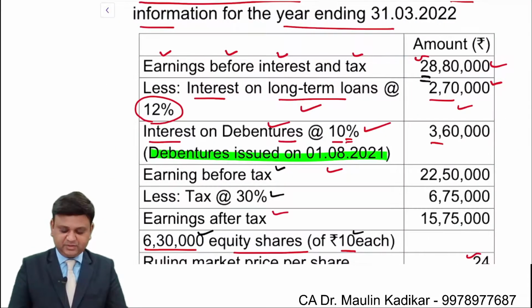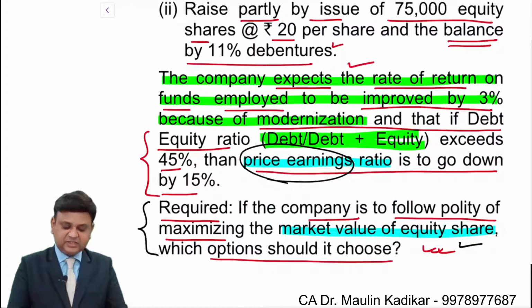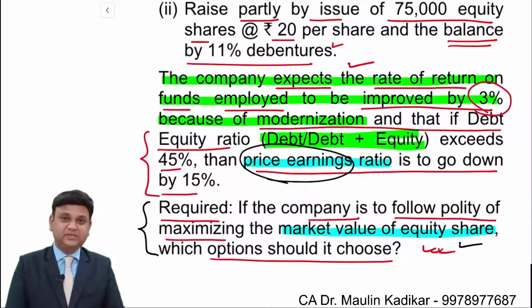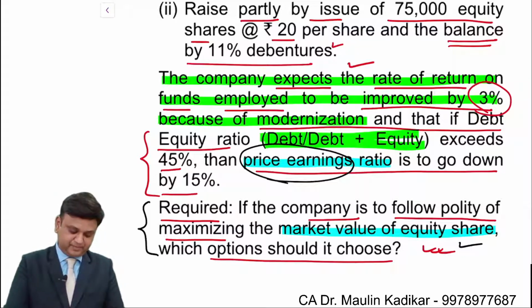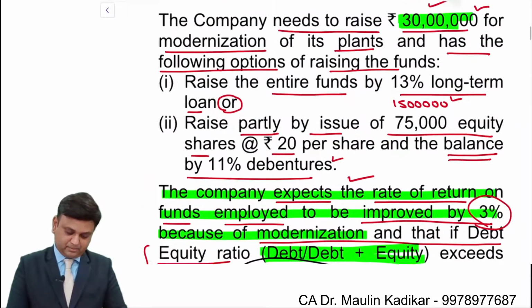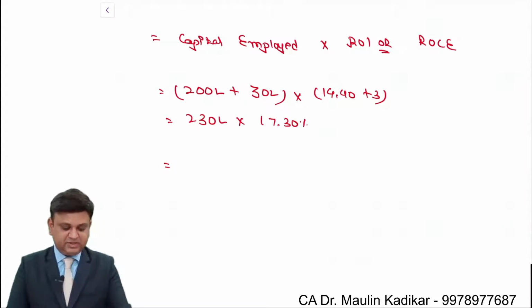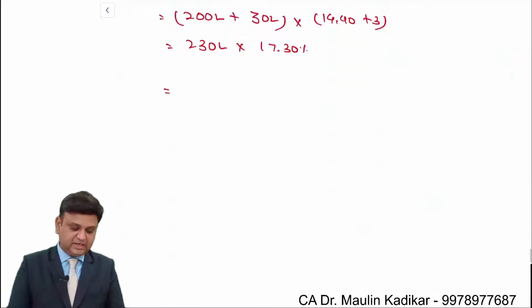Why? Because the language of the question speaks like this, that the company expects that the rate of return on the funds employed will be improved by 3%. So it will be 17.3. So 230 into 17.3%. That comes to 39,79,000.